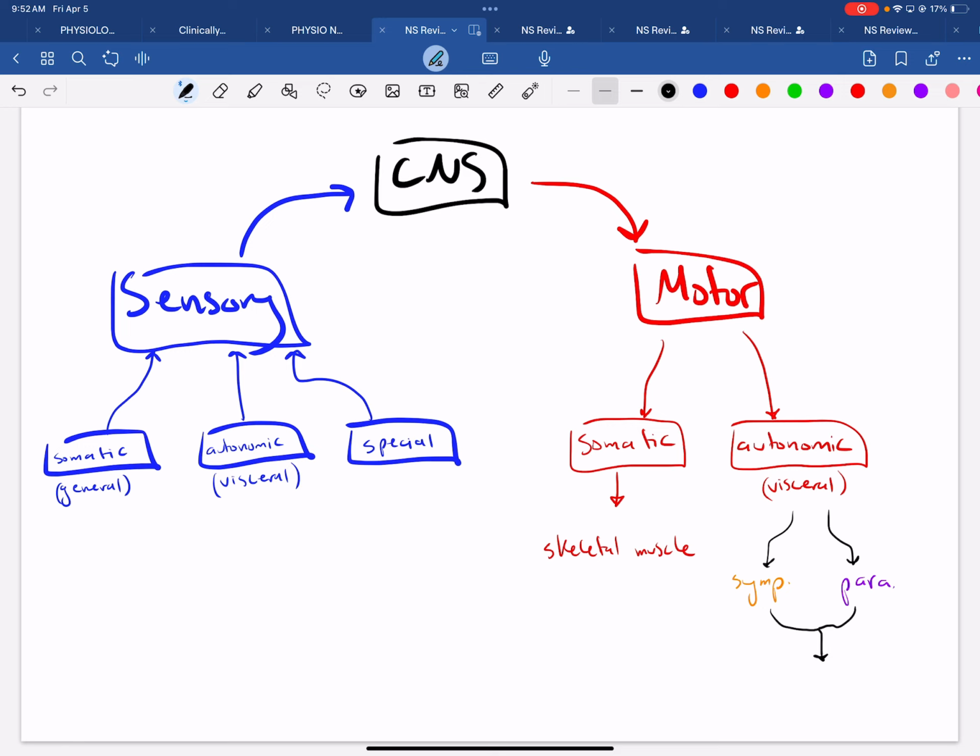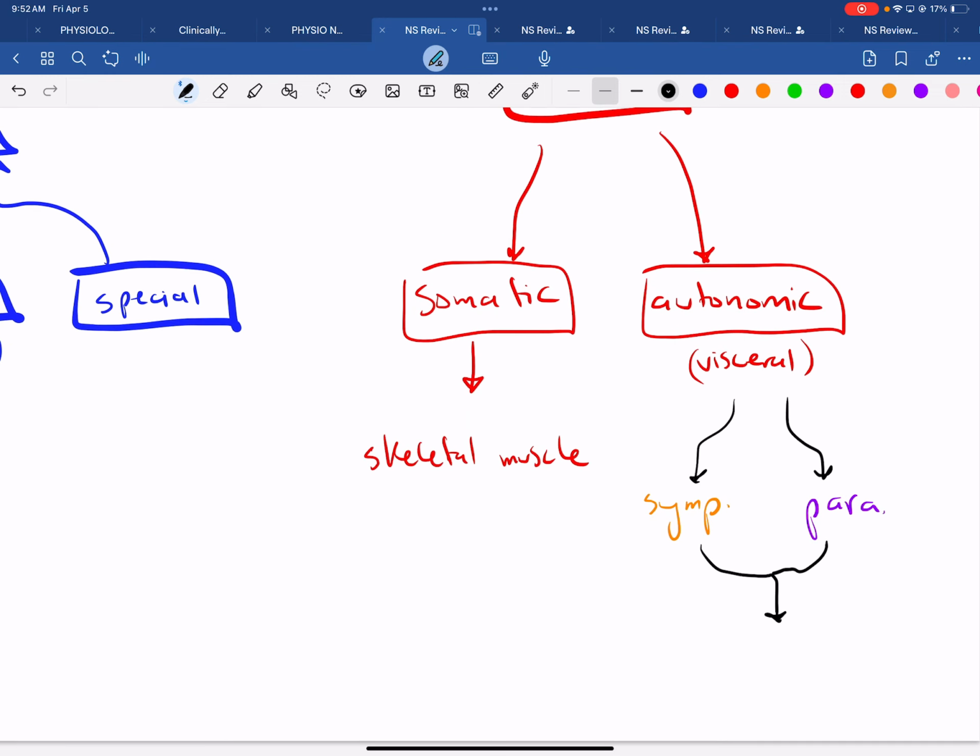So what are the effectors? Glands and cardiac muscle. Okay, good. Cardiac muscle, glands, and which other muscle? Good. Smooth muscle. This is all still motor. Correct.